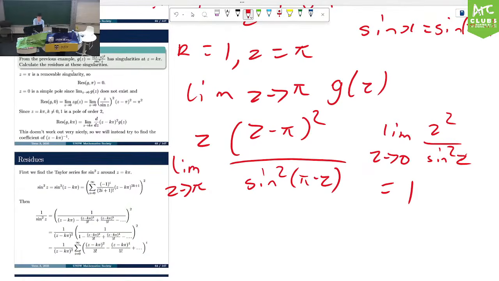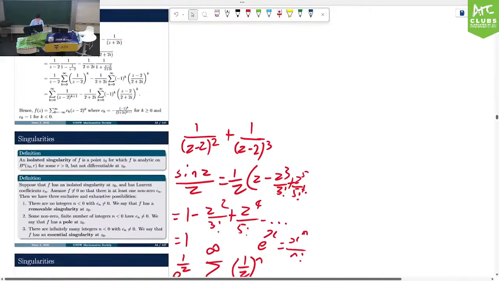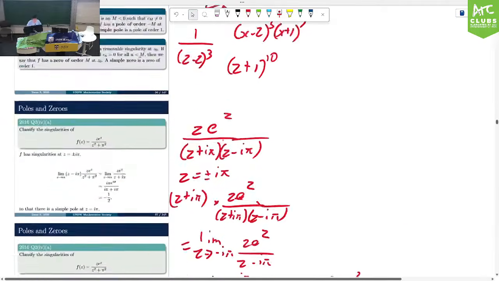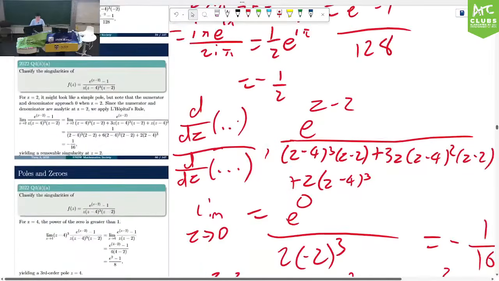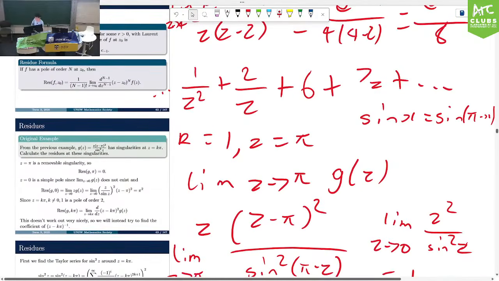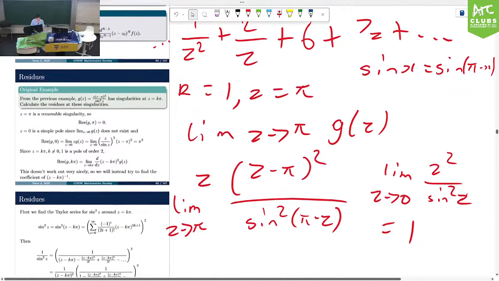Point is, if we know it's a removable singularity, remember that for a removable singularity there are no negative integer powers. If that's the case, for the residue, for that one definition, we're asking for that -1 coefficient. But because it has no negative coefficients, well, guess what? The residue is 0. Okay, so that's how we can get this.